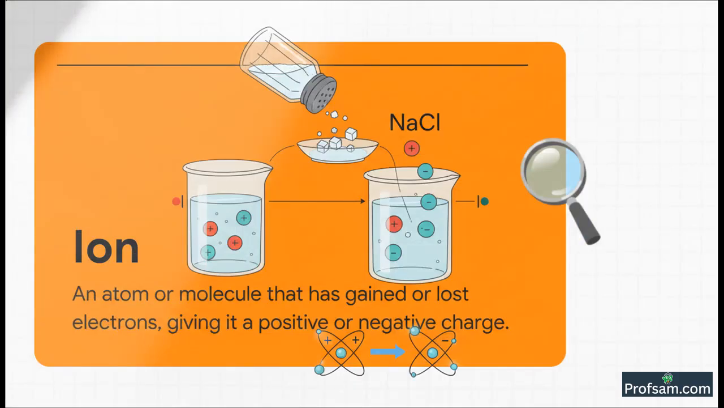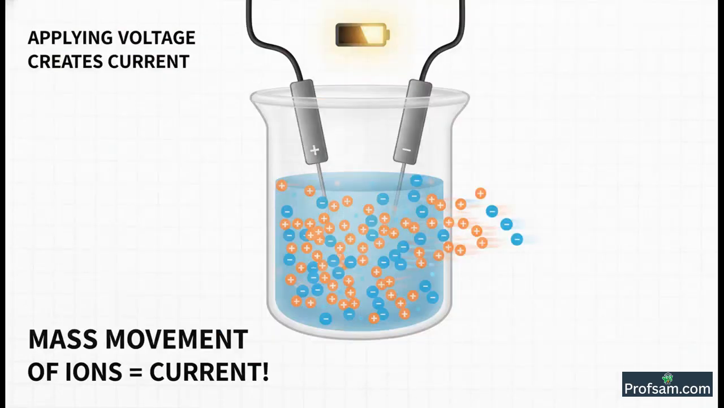So for your exam preparation, here is the clear and simple definition you should remember. An ion is an atom or a molecule which has gained or lost one or more electrons, and this gives it a net positive or negative electrical charge. For instance, when common salt NaCl dissolves in water, it breaks apart into positive sodium ions Na+, and negative chloride ions Cl-.